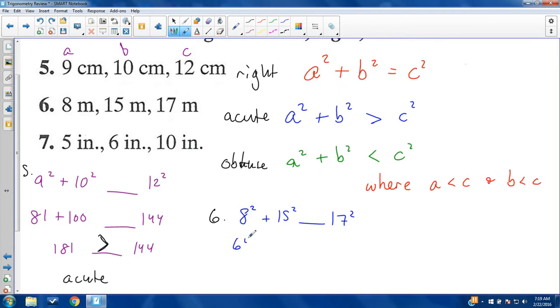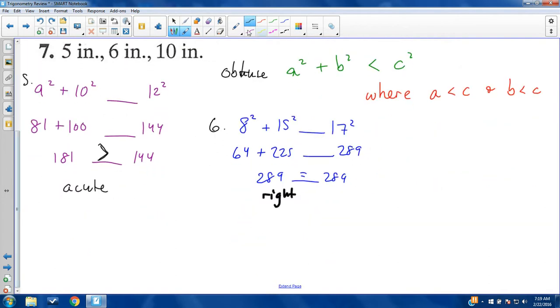8 squared is 64, 15 squared is 225, 17 squared is 289, and you do get 289 on the left and right. So these are equal. That does make this a right triangle. To move on to those Pythagorean triples, before I do number 7, here are 4 of them, the 4 smallest ones.